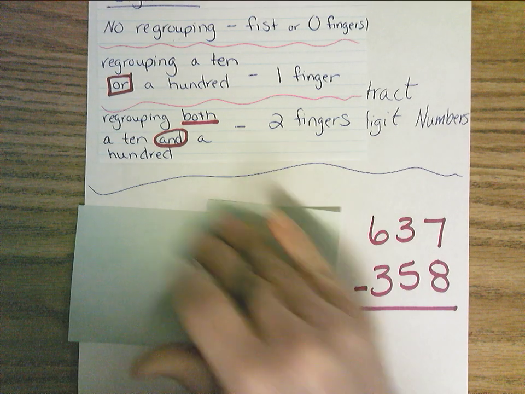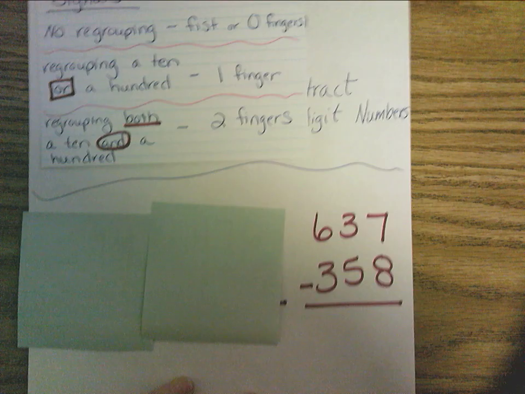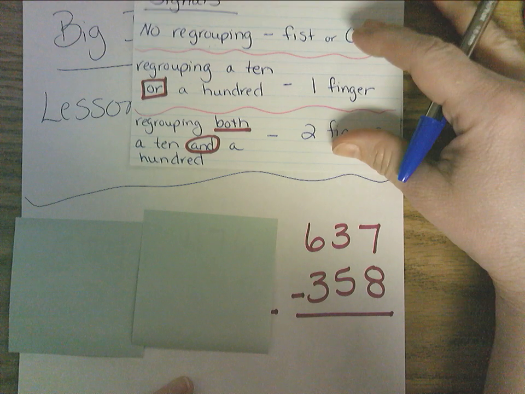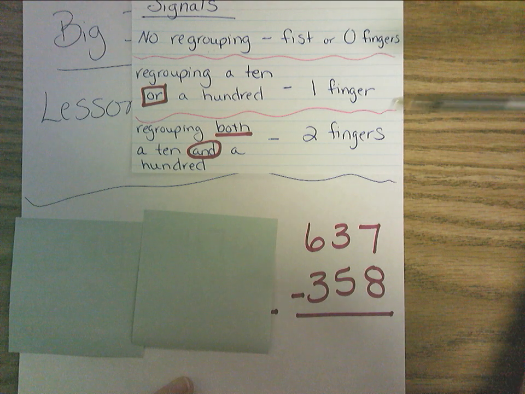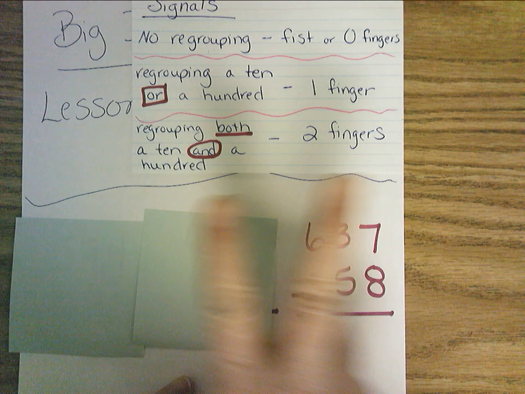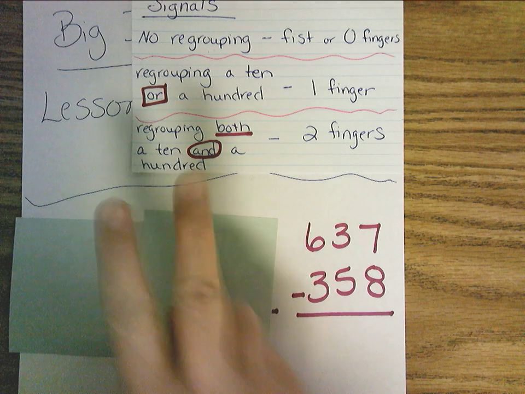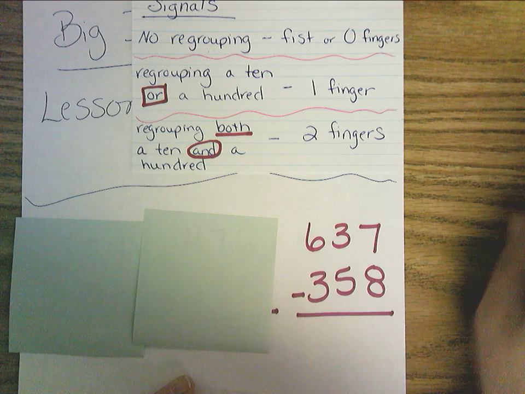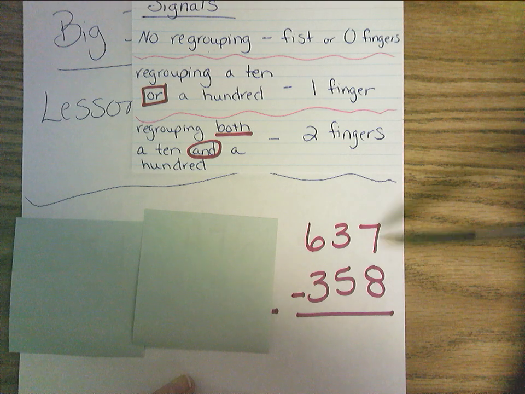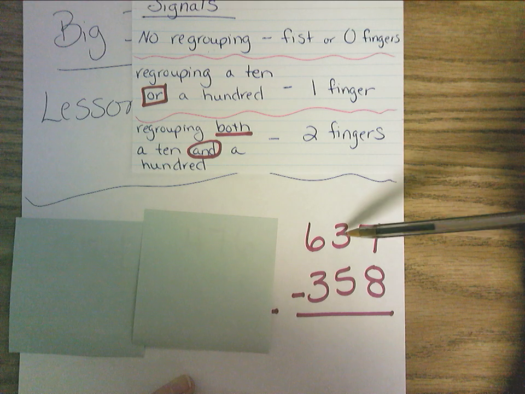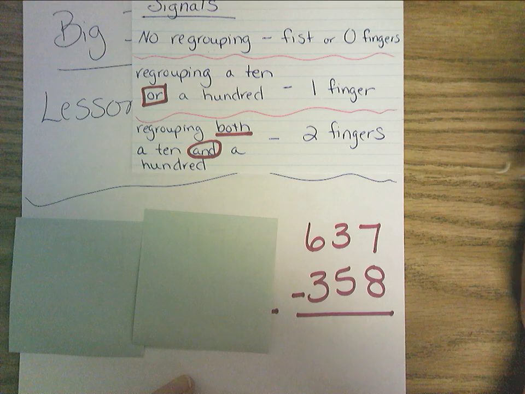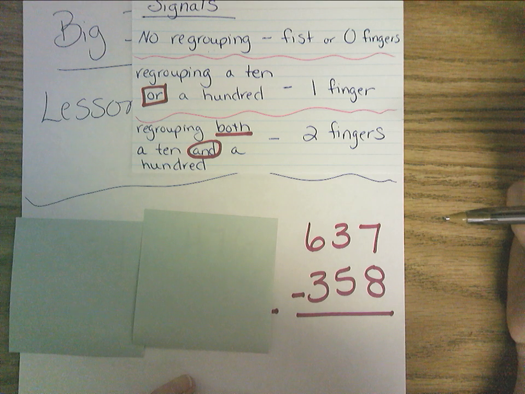And I bet you can figure out what this one is. Okay. Is there regrouping? Okay. All right. So we can kind of guess this is going to be 2 fingers. Yep. You're going to regroup in both the 10 and 100. Okay. So we're going to regroup a 10 here because you can take 8 away from 7 and you can't take 5 away from 3. So you're going to have to regroup twice.